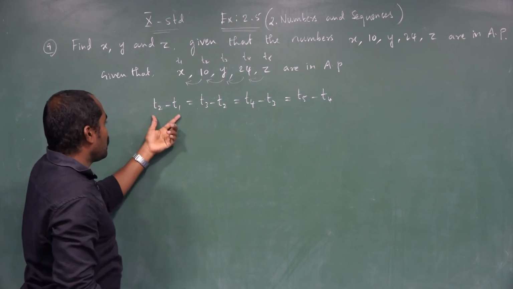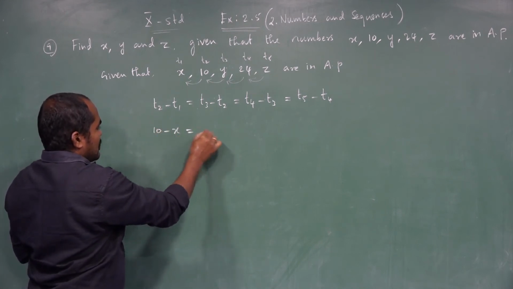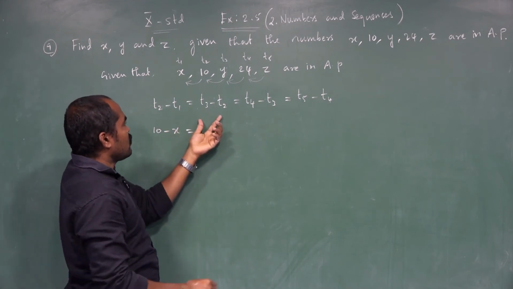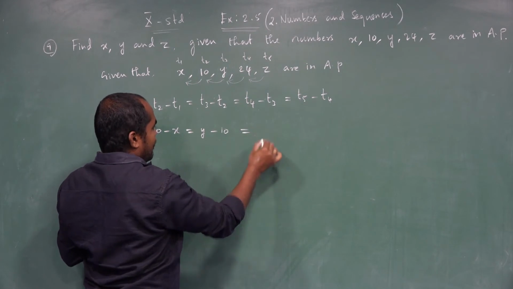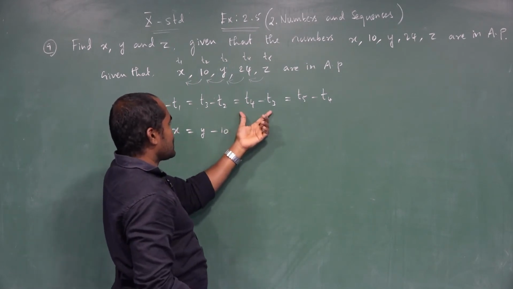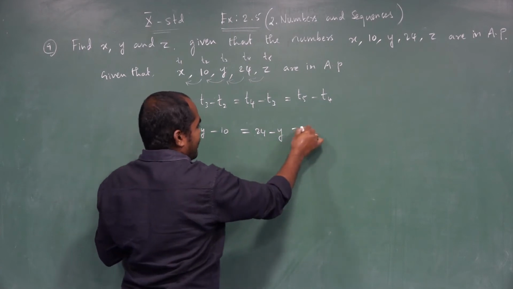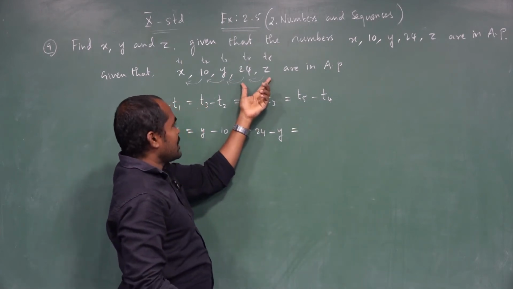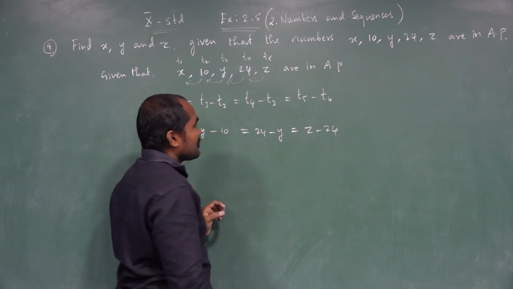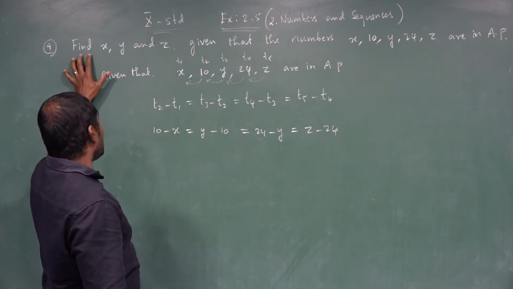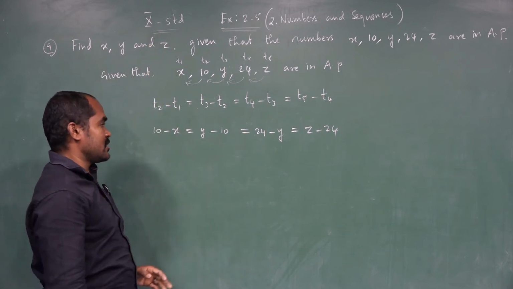Right? So T2 minus T1 means 10 minus x. T3 minus T2 means y minus 10. T4 minus T3 means 24 minus y. T5 minus T4 means z minus 24. So our question: find x, y and z. Find the unknown x, y and z.